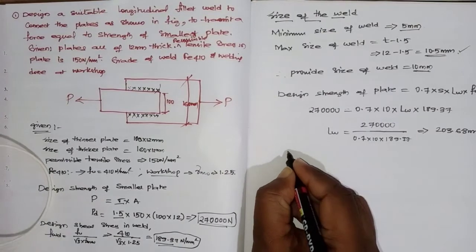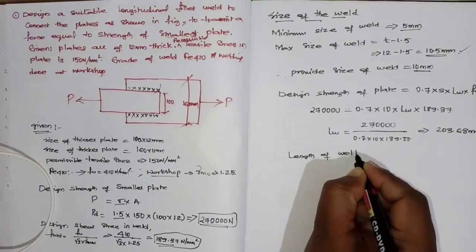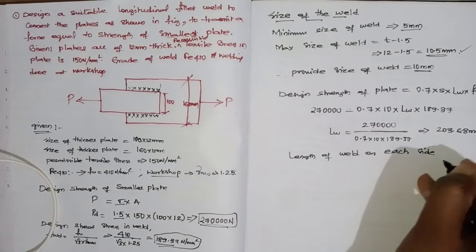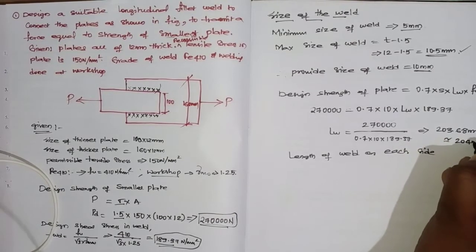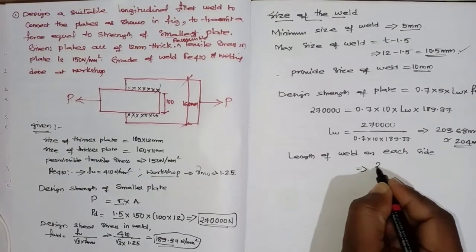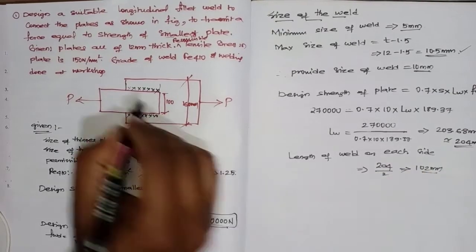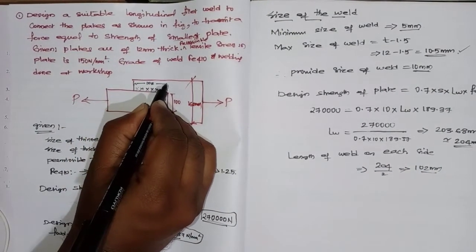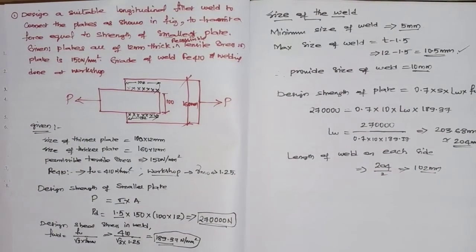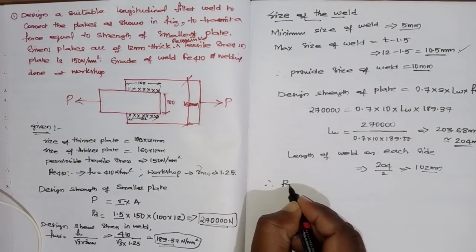So length of weld on each side, I will round up to 204 mm. Now length on each side is how much? 204 by 2, this is 102 mm. So from here to here is 102 mm, to here 102 mm.